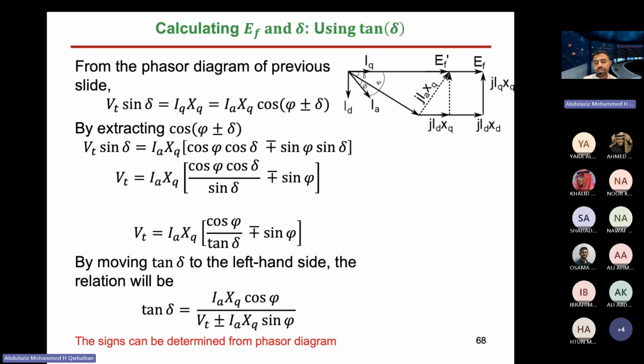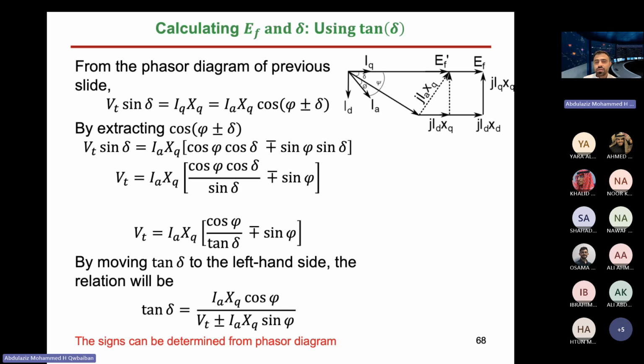But how to do it? Math is hard. Take this figure without IA RA. So clearly this is VT plus jIDXD plus jIQXQ, which would equal EF. From the phasor diagram, you will have VT sine delta. Where is VT sine delta? This is VT, sine delta will correspond here.